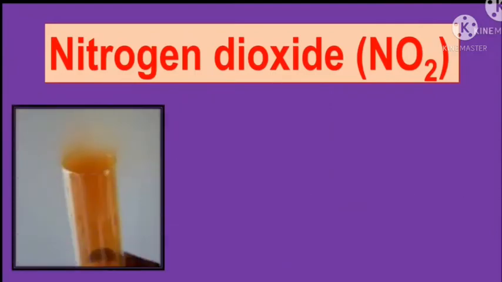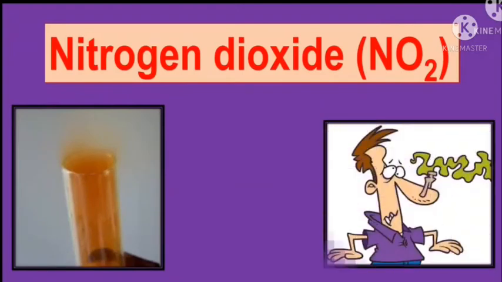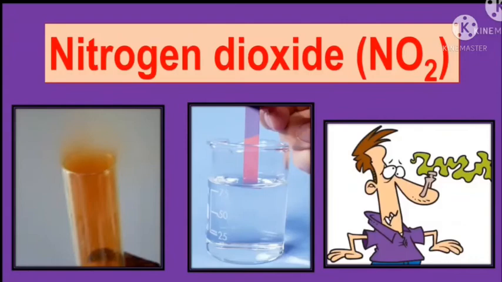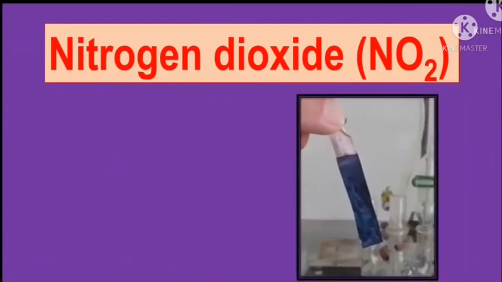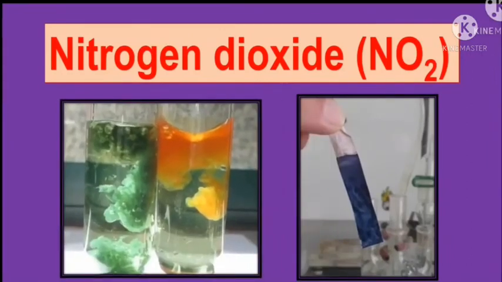It is a brown-colored gas having an irritating pungent odor. It turns moist blue litmus paper red. It also turns starch iodide paper from colorless to blue-black. It turns green acidified ferrous sulfate solution to brown.